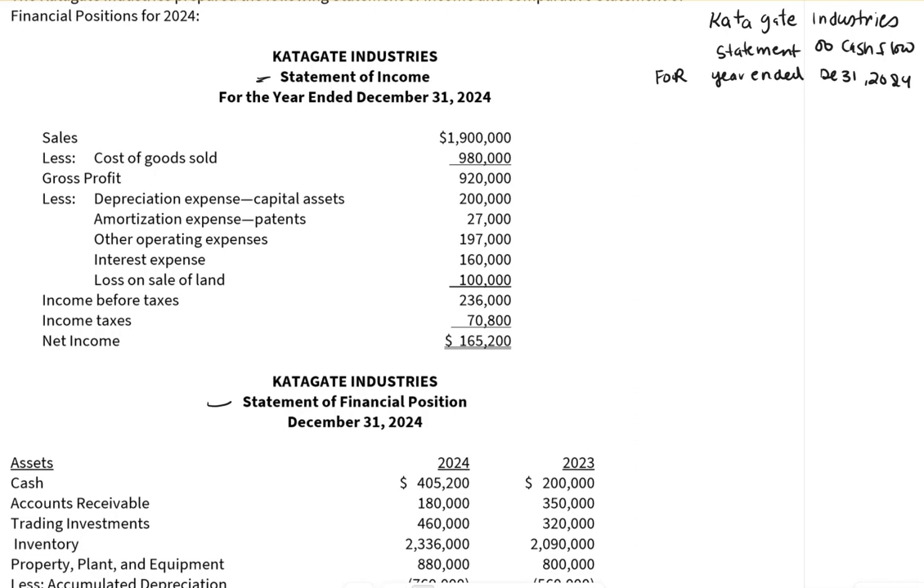So we're going to say it for year ended. We have three activities. It doesn't matter if we're using an indirect method or a direct method. Cash flow statement has three activities. My first activity is, we call it a cash flow from operating activities.